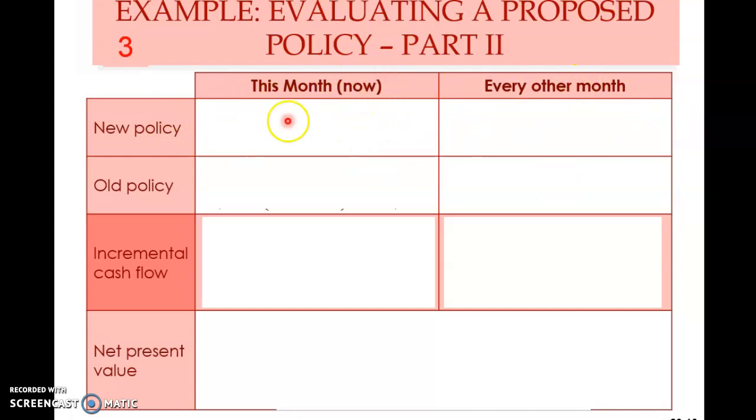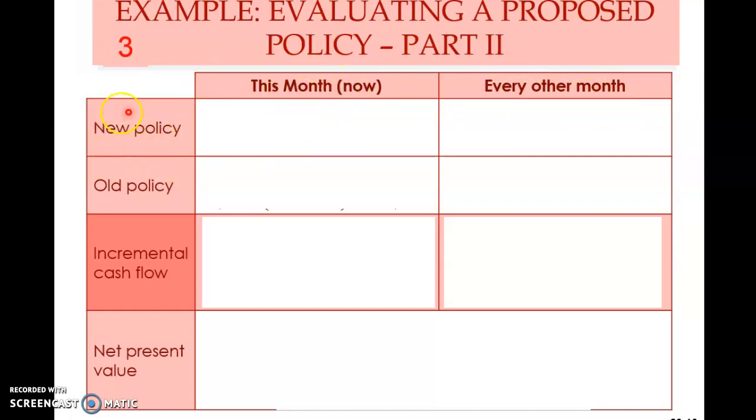Now, this is this month or now, time 0. Consider this as time 0, and this is every month. Why every month? Because the credit policy is net 30. Remember, 30 days is 1 month. So we will have this every month: the first month, second month, third month, and so on, until infinity. So this is why it is labeled every month. This is the current month or now, time 0.